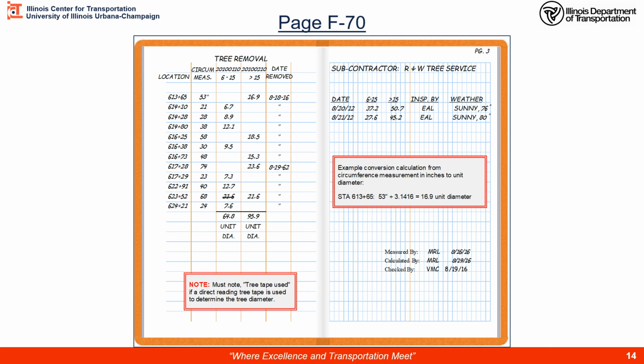Then we have the circumference of the tree measured. And as the information gathered out in the field, just station and circumference measurement. And it was taken back to the office and then calculated out, dividing by pi to get the unit diameter. And then once the unit diameter, as an example here, 613.65, was determined, it was placed in the proper pay item column so it could be added up for the total unit diameters for 6 to 15 and over 15. And then as these were removed, it was noted what date they were removed, making them eligible for payment.